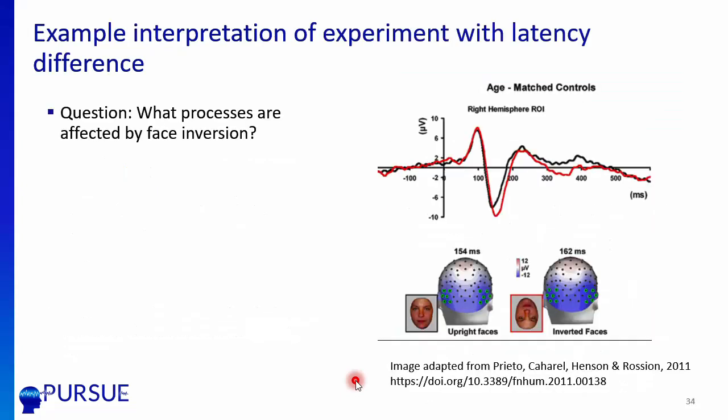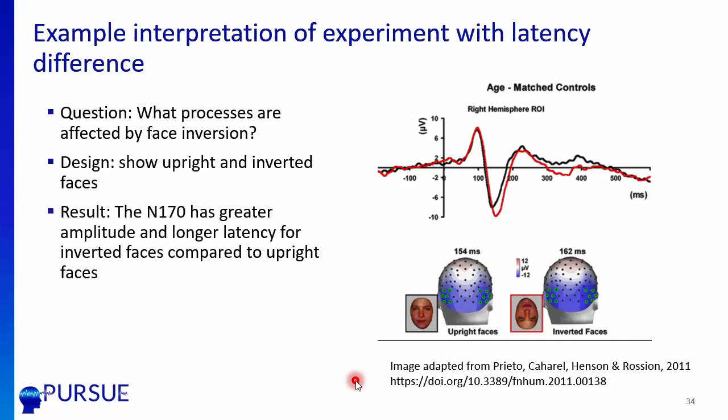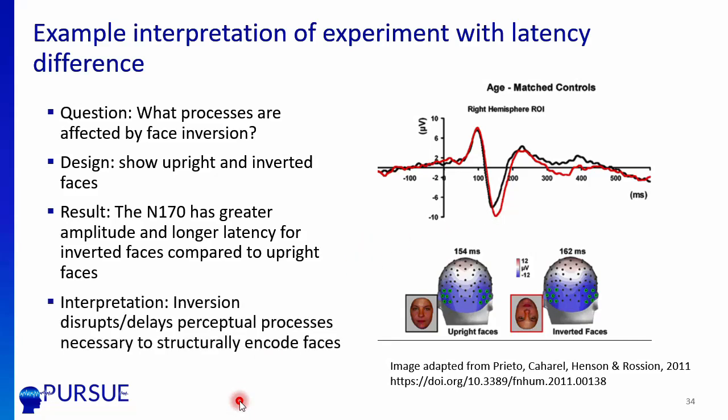You can zero in on the fact that it's your experimental conditions which are causing the differences in the ERPs. So here's an example of a latency difference. If we invert faces, it can affect the N170. So you can show upright and inverted faces. And we see that the N170 has a greater amplitude, but also a longer latency. See how it's shifted a little bit back in time. And so the interpretation here is that inversion would delay the perceptual processes for encoding faces.